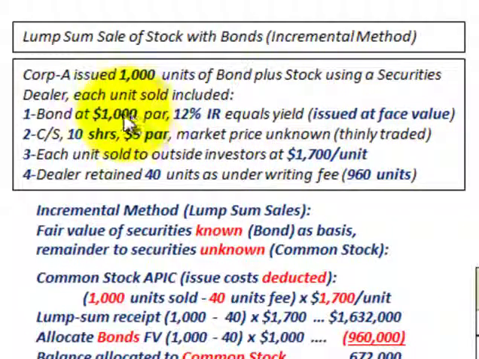So what we know is just our bond price, but we don't know the selling price of the stock. Each unit is going to be sold to outside investors, and we're going to receive $1,700 per unit, and that's for one bond at $1,000 par value plus 10 shares of stock. Now, the dealer is going to retain 40 units as an underwriting fee. So of the 1,000 units issued, the dealer retains 40, so Corp-A is going to receive cash on 960 units.